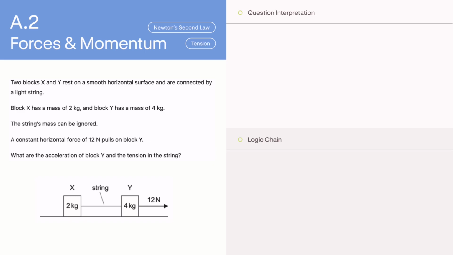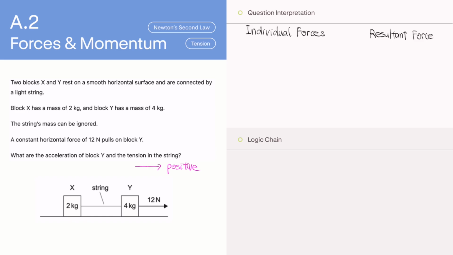The question asks for the acceleration of block y and the tension in the string. Since acceleration is involved, Newton's second law is our starting point. Let's slow down and categorize the forces into individual forces and the resultant force. This will keep you organized.